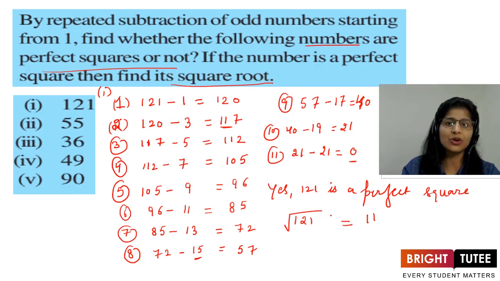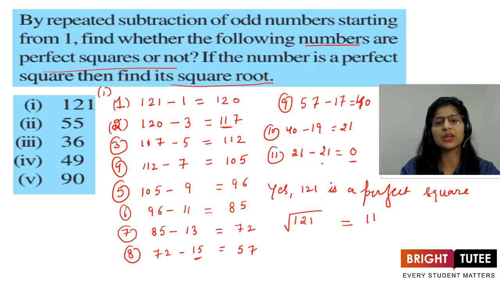In how many steps did we get 0? In 11 steps we got 0. That means by subtracting 11 odd numbers, we got 121 as 0. So the square root of 121 is 11. This is how we find out. That means 121 is the square of 11, and the square root of 121 is 11. You understand the inverse relationship between them. So we have done it for 121.